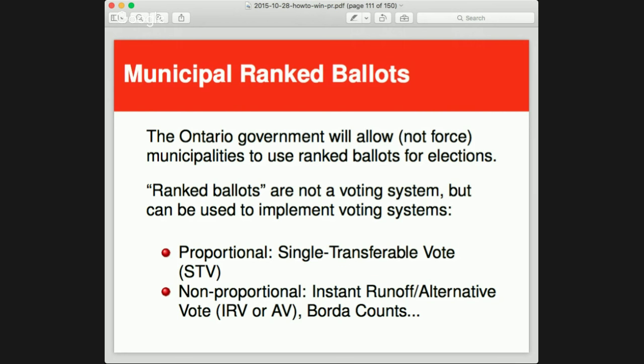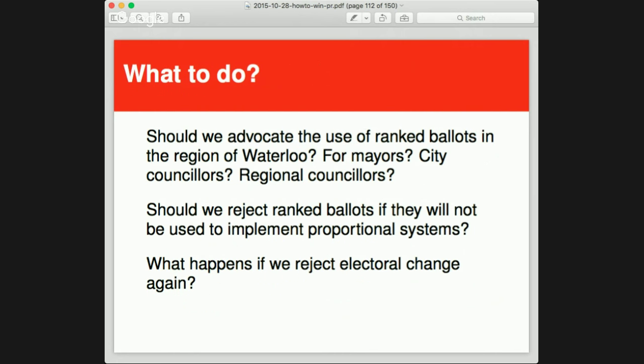Is that the worst thing in the world? Well, there's a lot of debate over that. And we should ask ourselves these questions, because this will come up and there will be the opportunity to go to regional council in the cities and say, please allow us to use ranked ballots. Then you have to decide, what levels of government do you want to use ranked ballots?